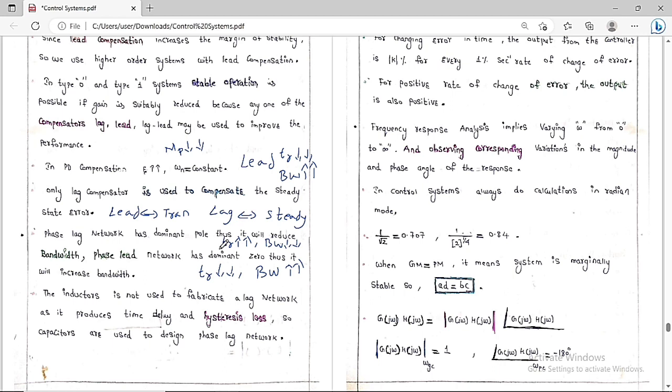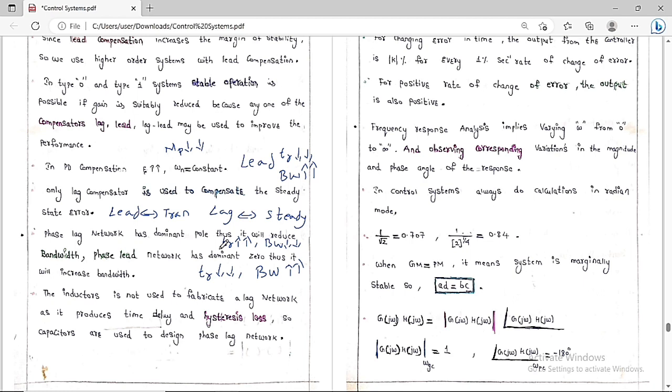The next point is, inductors are not used to fabricate a lag network as they produce time delay and hysteresis losses. So capacitors are used to design the phase lag network. Basically, this point says that in order to make the phase lag network, we are not going to use the inductor.